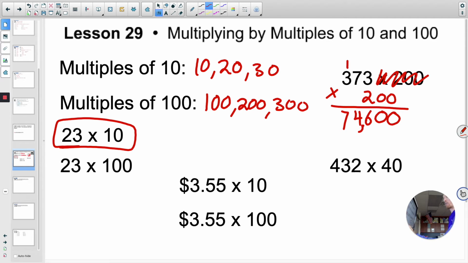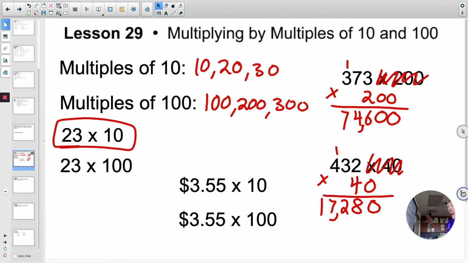Or if I did 432 times 40, I'll rewrite it like this, with the 0 hanging off to the side, add my 0 down there, and then just multiply everything by 4. So 2 times 4 is 8, 3 times 4 is 12, and then 4 times 4 is 16, plus 1 is 17. And then I have my answer there.